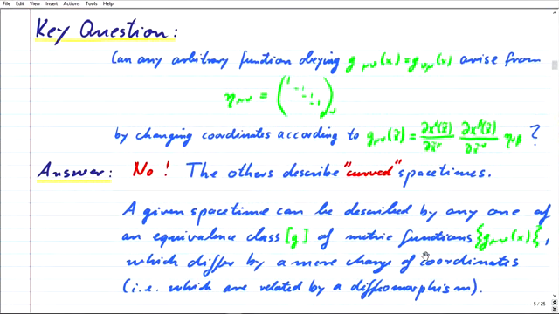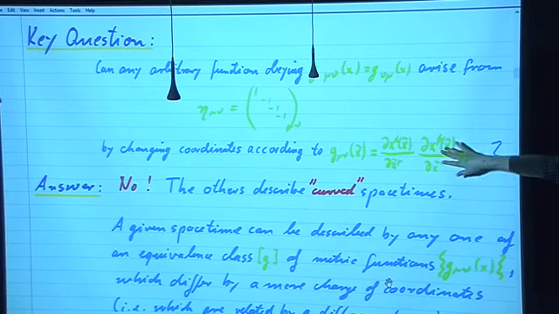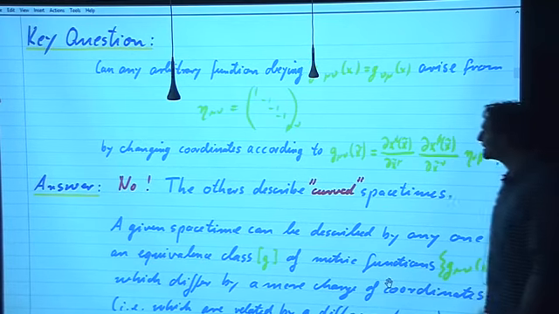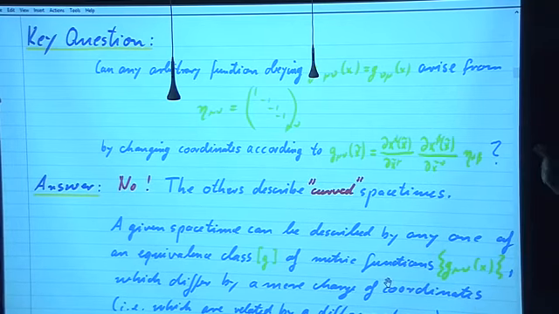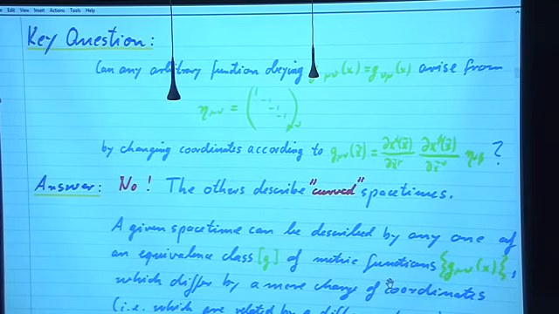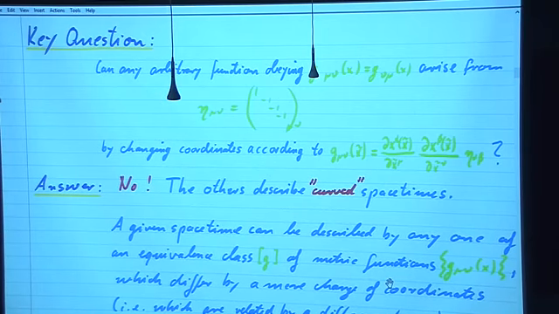So the key question is, can any arbitrary function obeying this symmetry condition arise from the eta matrix by changing coordinates, therefore through a transformation like that? And the answer will be no. And this is an opening. This is the opening that allows us to introduce curvature. So how does this work? Let's do this carefully.